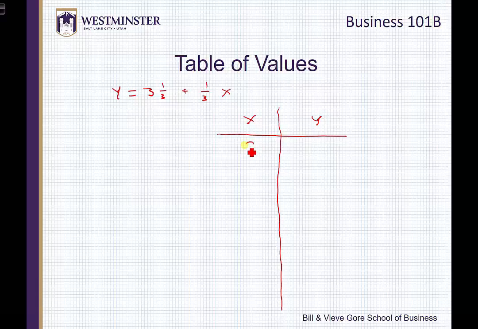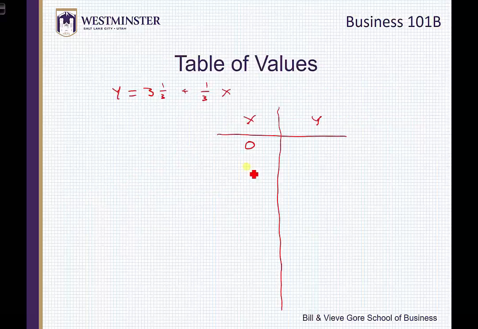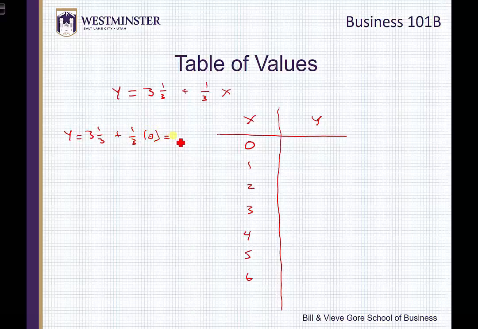So I'm going to start with 0. You'll see that it'll start with 0 because here we are at the 0, 0 nexus. So I like that as a starting point and to see where it takes us. So we'll start with 0 and then say go 1, 2, 3, 4, 5, and 6. So if we have this, y equals 3 1/3 plus 1/3 x, so y equals 3 1/3 plus 1/3 times 0. Well, y simply equals 3 1/3.